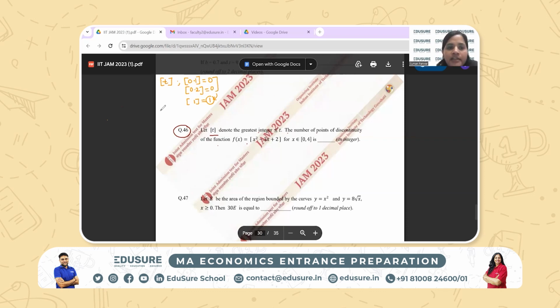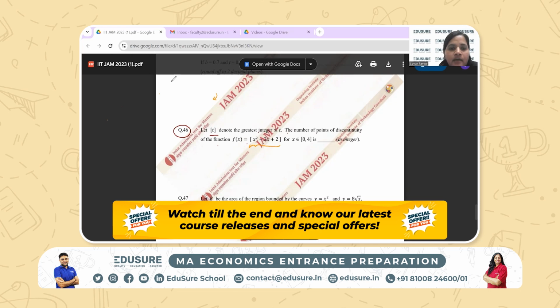So in fact, when the greatest integer function is defined on an interval, whether open or closed, for example [0, 4], its points of discontinuity will be all the integer points: 0, 1, 2, 3, 4. This is the basic idea behind solving this question. Also, one more thing. The expression inside the box in this question is a quadratic function. Now let's see what we can do with it.